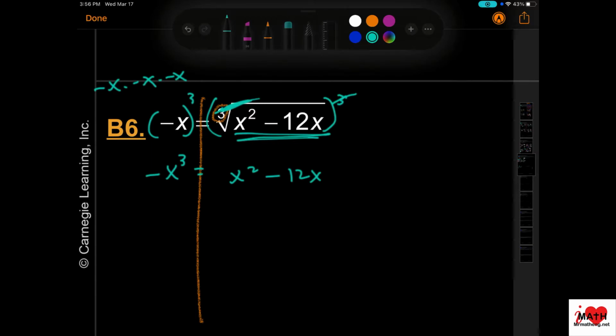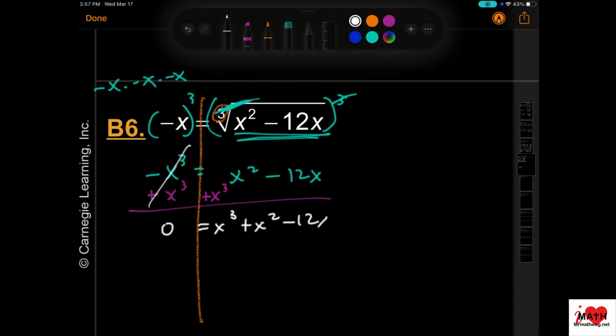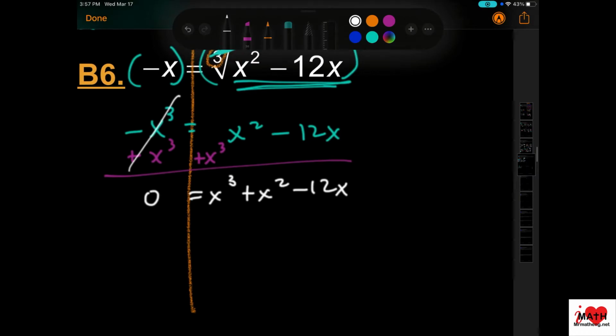Okay, do you see how the left side, that value is negative? I don't want a leading coefficient, the number in front, to be negative, so I'm going to add this to the other side. You just got to think ahead. This will equal 0, x cubed plus x squared minus 12x. Okay, we cannot factor this because half of 3 is not 2.